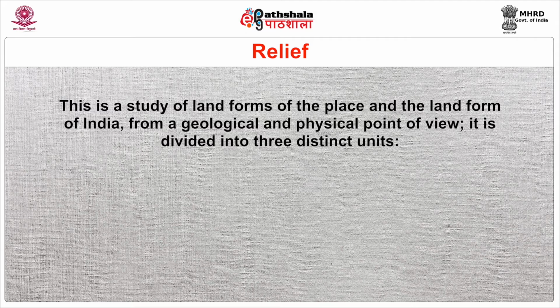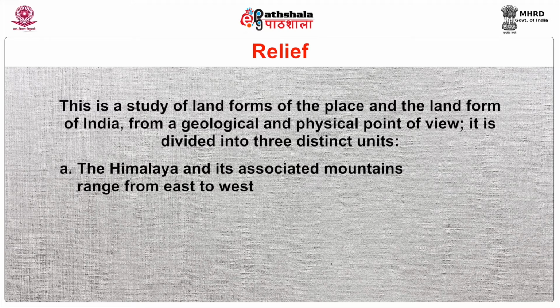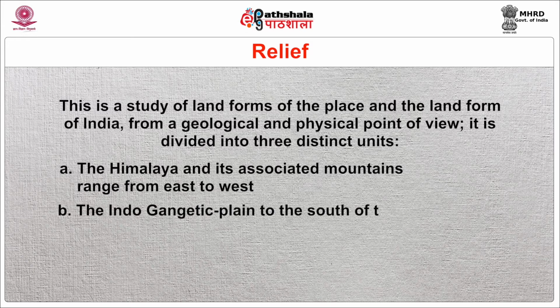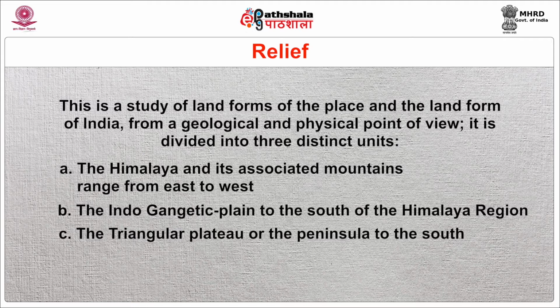This is a study of landforms of the place, and the landform of India from a geological and physical point of view is divided into 3 distinct units. The first is the Himalaya and its associated mountain ranges from east to west. The second is the Indo-Gangetic Plain to the south of the Himalayan region. And the third one is the Triangular Plateau or the peninsula to the south.